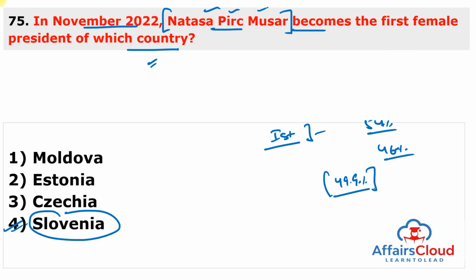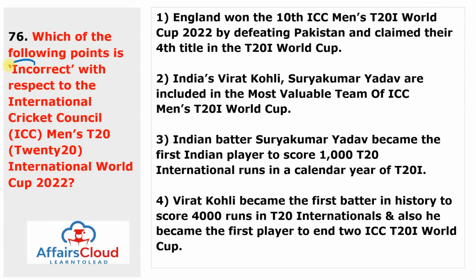Moving to the next question. Which of the following points are incorrect with respect to the International Cricket Council Men's T20 International World Cup 2022? So let's read out the statements. Here is the first. England won the 10th ICC Men's T20 World Cup 2022 by defeating Pakistan and claimed their 4th title in the T20 World Cup. This statement is wrong.